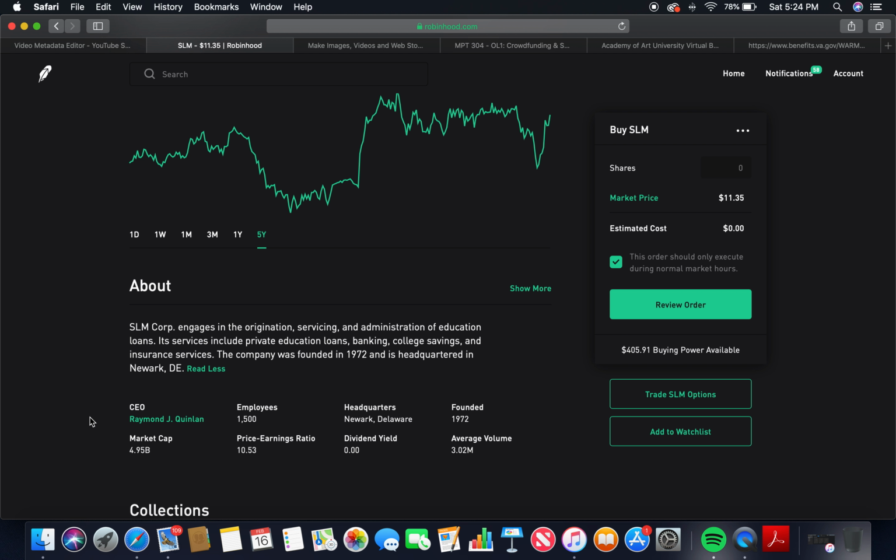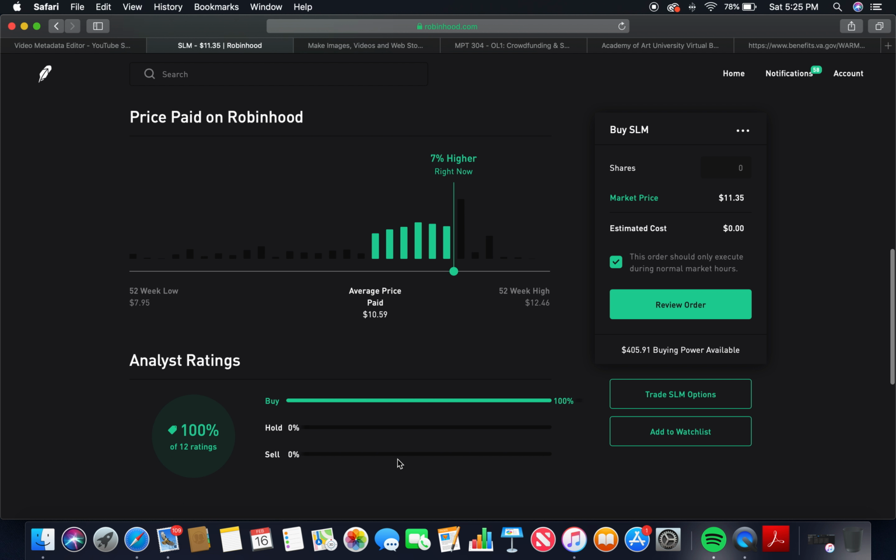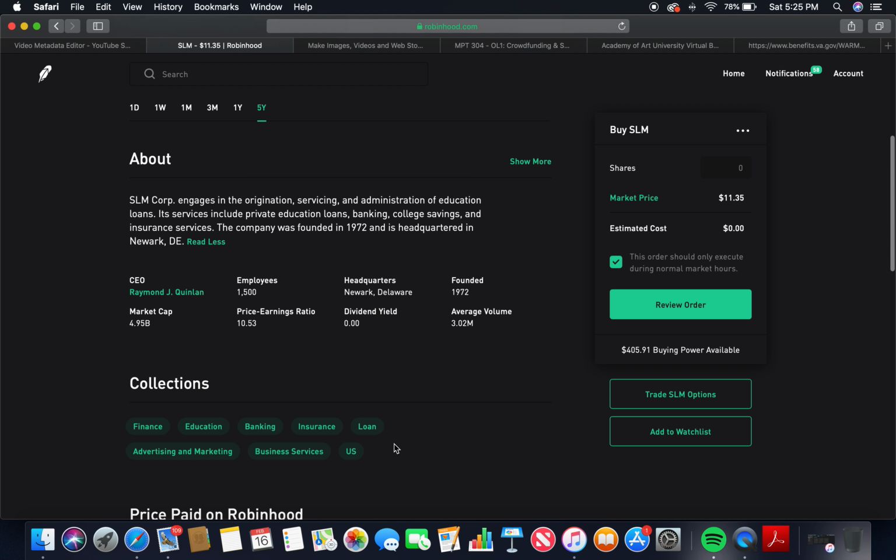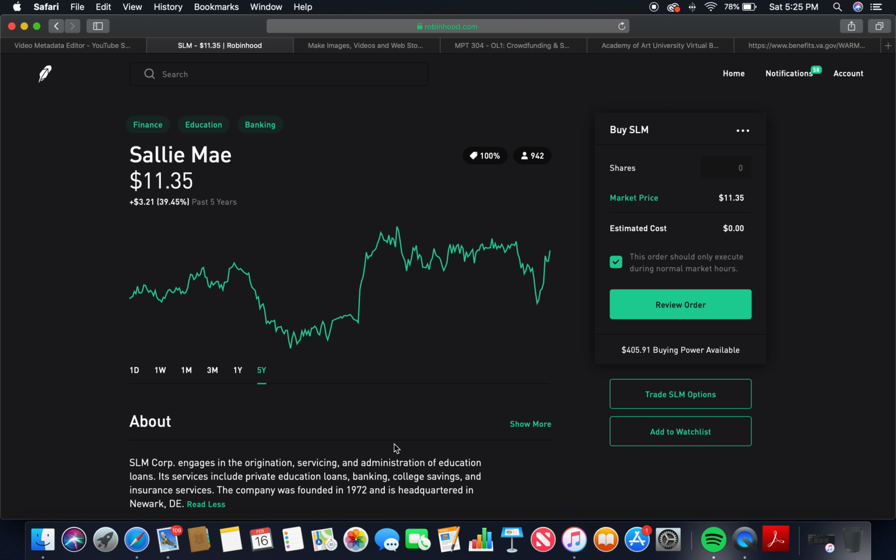About SLM Corp: it engages in the origination, servicing, and administration of education loans. Its services include private education loans, banking, college savings, and insurance services. The company was founded in 1972 and is headquartered in Newark, Delaware. The current CEO is Raymond J. Quinlan. Employees 1,500, headquarters Newark, Delaware, founded in 1972, market cap $4.95 billion, P/E ratio 10.53, dividend yield zero. Buy, 100%. So that's Sallie Mae.